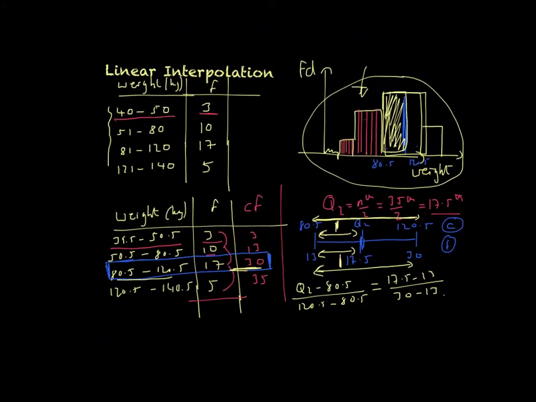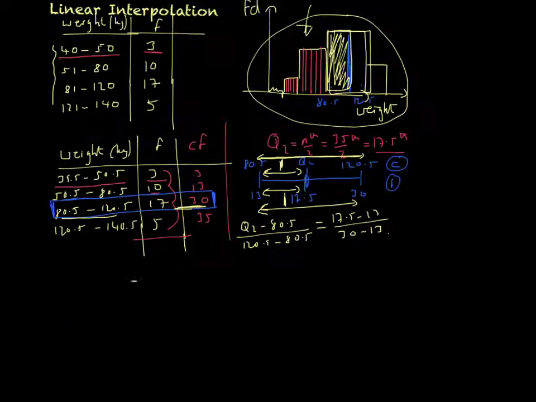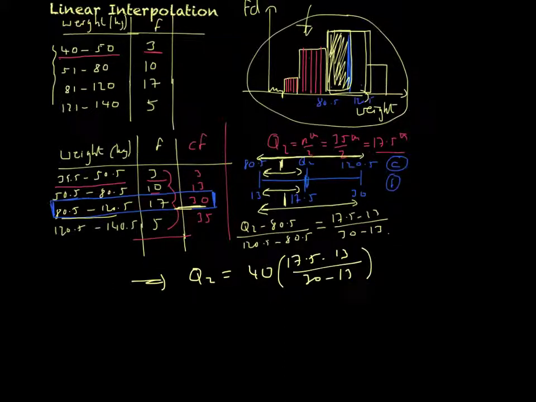If we rearrange everything then, we get Q2 equals, and now we can start timesing up. So 120.5 minus 80.5, sorry, is 40. So there's our 40 lots of 17.5 minus 13 over 30 minus 13. And then you've got the plus 80.5 here, which is this bit here. So all I've done is times up by there and then put that over the other side.